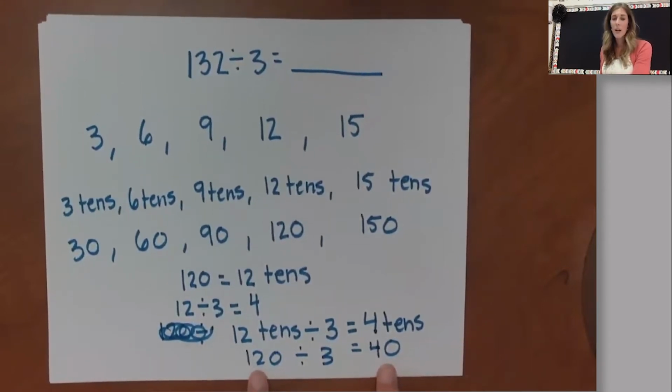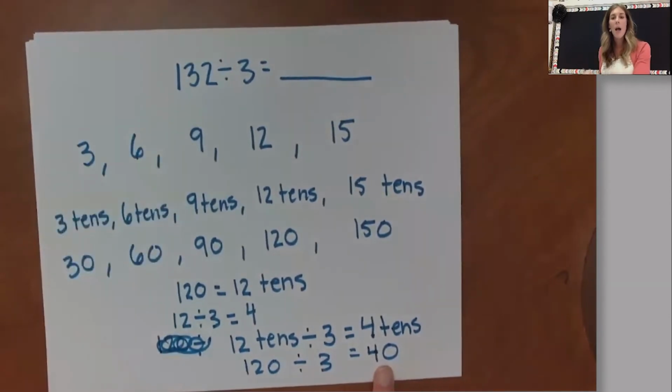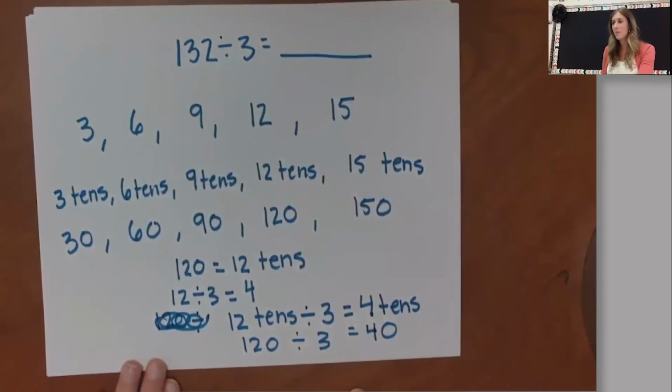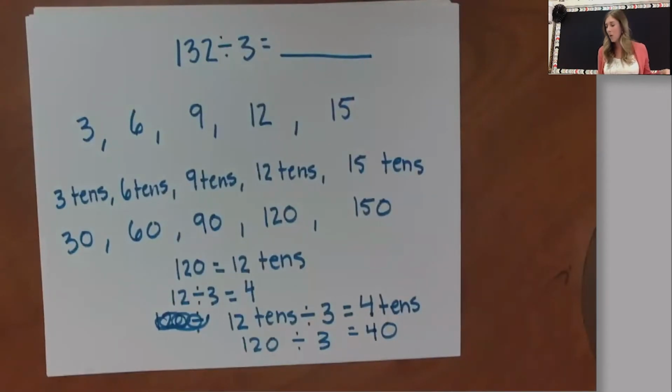Now, 120 divided by 3 is 40 was not our original equation because the question just asked us about how much. So we used 120 as a compatible number because it's easily divisible in our heads to do 120 divided by 3 equals 40. So we know 120 is the same as 12 tenths. So we can say that our good estimate for 132 divided by 3 is 40. So thinking back to our problem, about how many times does it beat in 1 minute? It beats about 40 times in 1 minute.